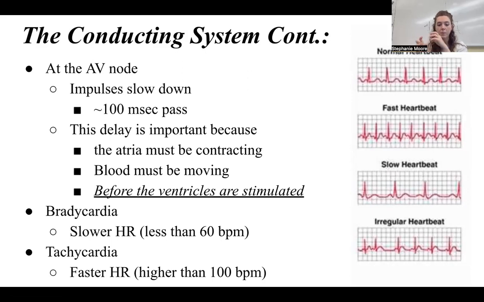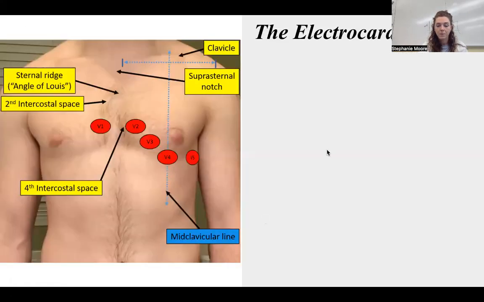Now, whenever you're exercising, you have sinus tachycardia. It means you're still able to fully contract. It's just your heart is trying to keep up with the demand of oxygen whenever you're working out. Okay, so tachy is faster than 100 beats per minute. Okay, so we can actually have pictures of this in what we call an electrocardiogram.